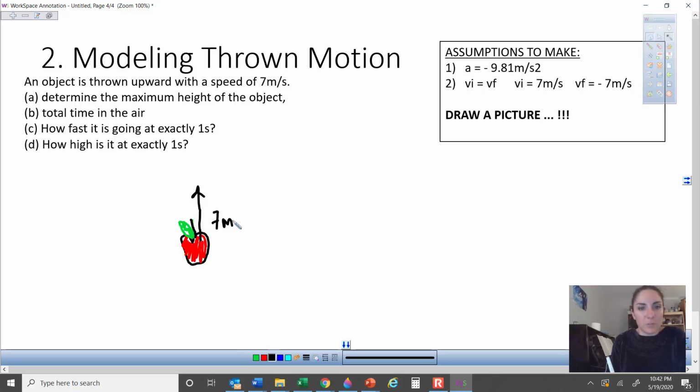At 7 meters per second. The questions are, how high did the apple go? How long was it in the air for? How fast is it going at 1 second? And how high is it at 1 second?